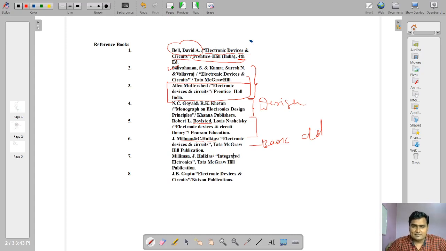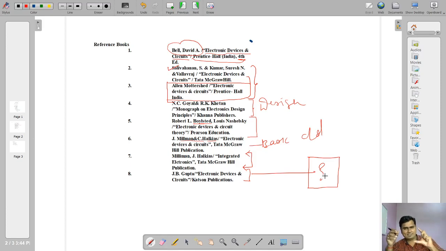The next one I'm suggesting is another book from the same author, Millman Halkias, Integrated Electronics. And then finally this J.B. Gupta. Look at this book. This book will serve all your purposes. It is helpful for ACD1, and even for ACD2. It will help you in case of LIC also. In network analysis also, concepts are included in this book. So I can say it's a universal electronics book. Yes, it is like a handbook, because everything is included in the book.